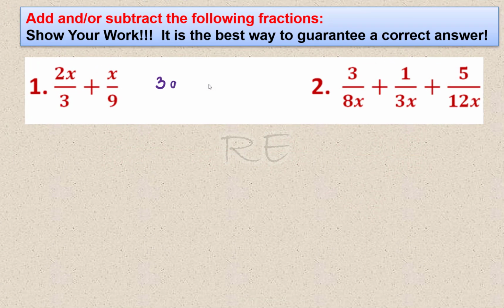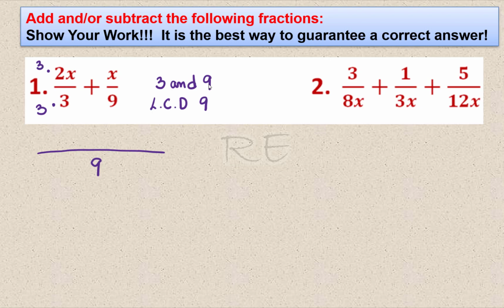Between 3 and 9, the LCD is 9 because 9 is a multiple of itself, and also 9 is a multiple of 3, 3 times 3. 9 is our lowest common denominator. We're going to multiply up and down by 3 over 3, which will be 6x, and x over 9 will not change. Our final answer is 7x over 9.